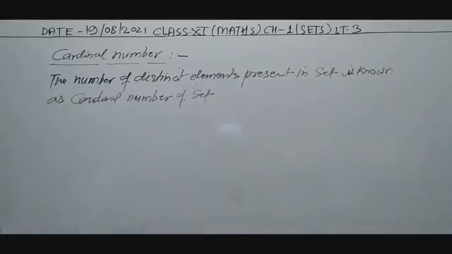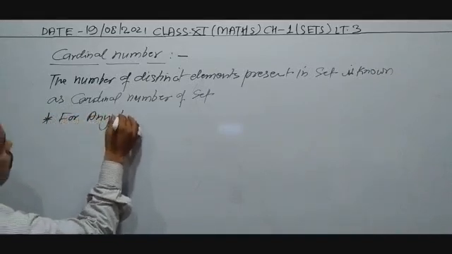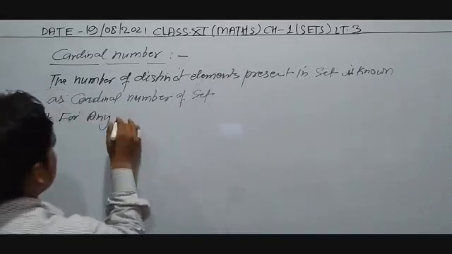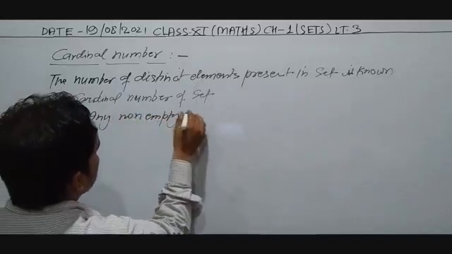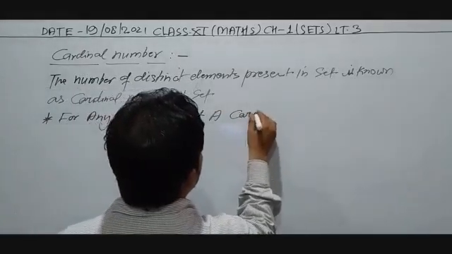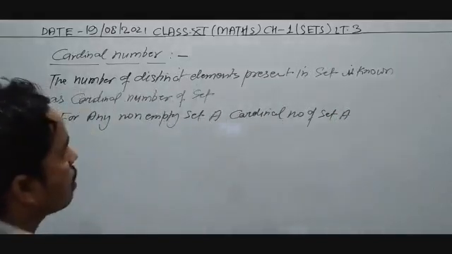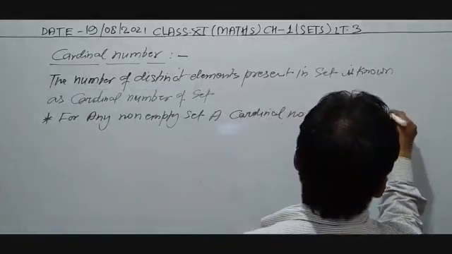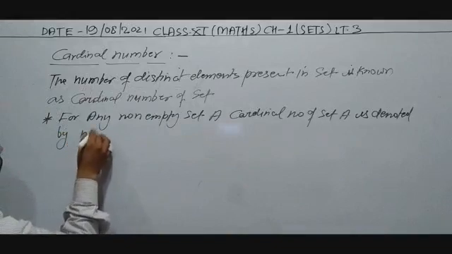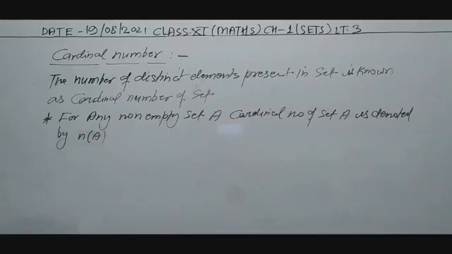Note point: for any set capital A, or any non-empty set capital A, the cardinal number of set A is denoted by n(A). n(A). Now see the example.